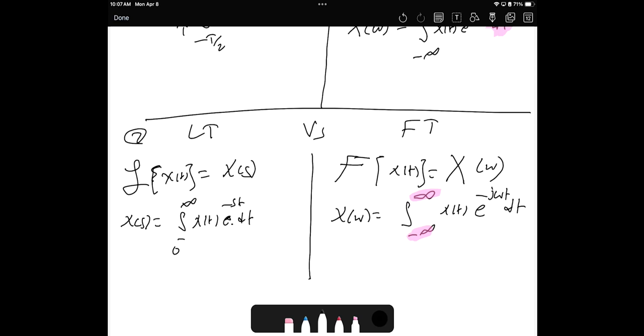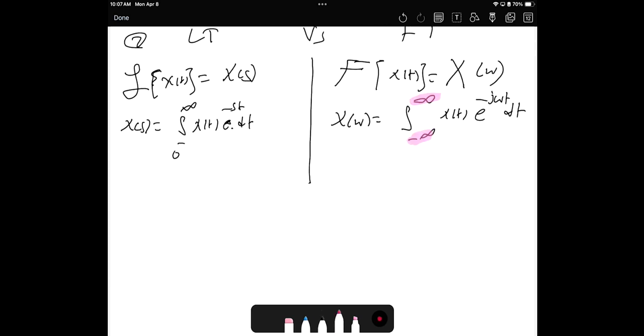So you will notice they are very similar to each other. Fourier series, Fourier transform, Laplace transform, they are very similar. Or I would say Fourier transform is a special case of Laplace transform. How?